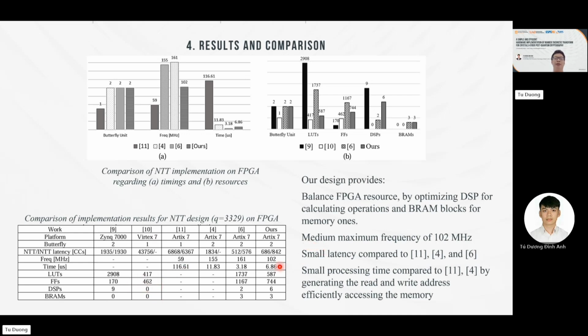So let's talk about the performance. Our frequency is 102 megahertz. So it's quite in the middle compared to other work, but it's still higher than work 11.